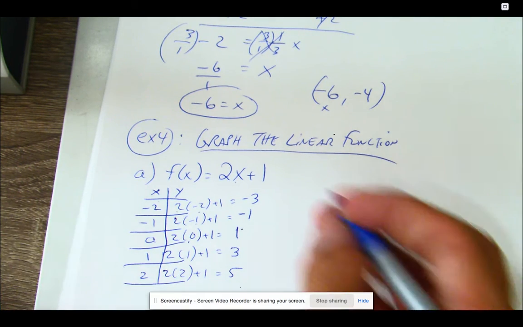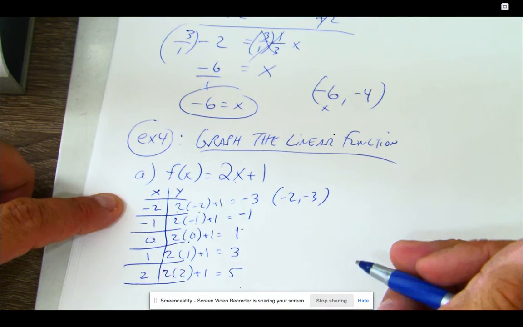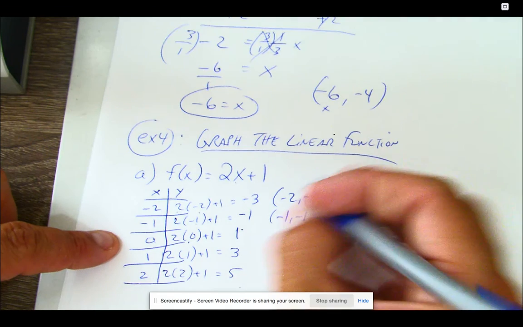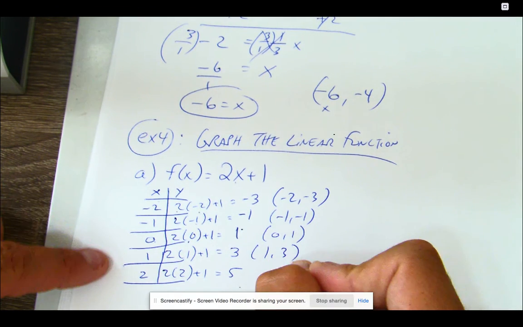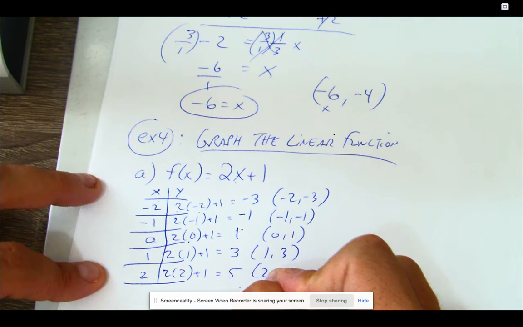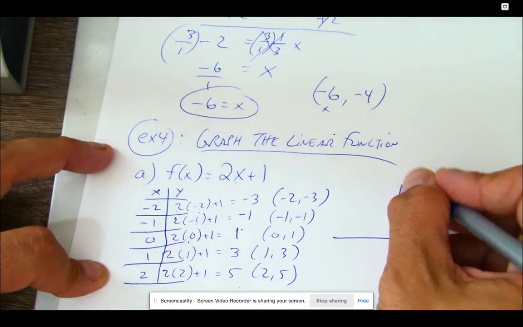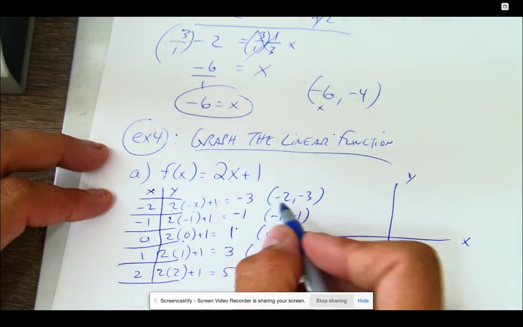Well, this is going to lead to ordered pairs. There's the first ordered pair, the second ordered pair, third ordered pair, fourth ordered pair, and the fifth ordered pair. Now let's graph this, because we want to get a picture of what the graph looks like.